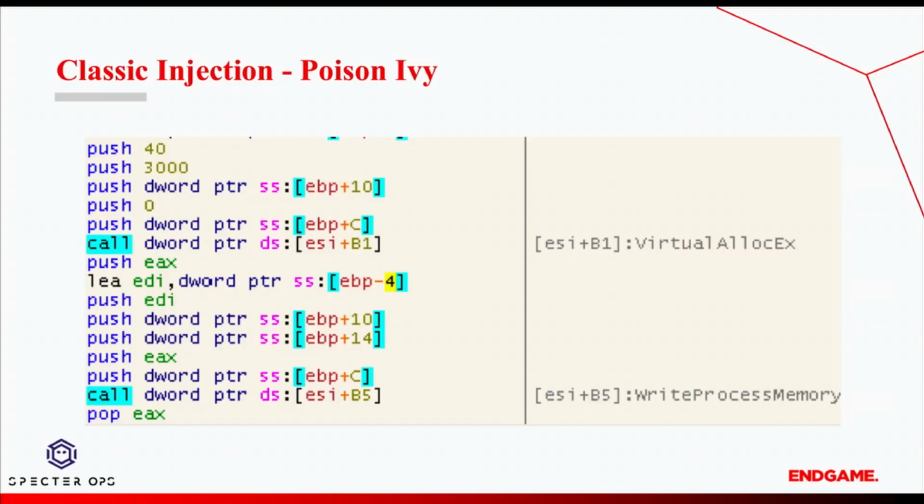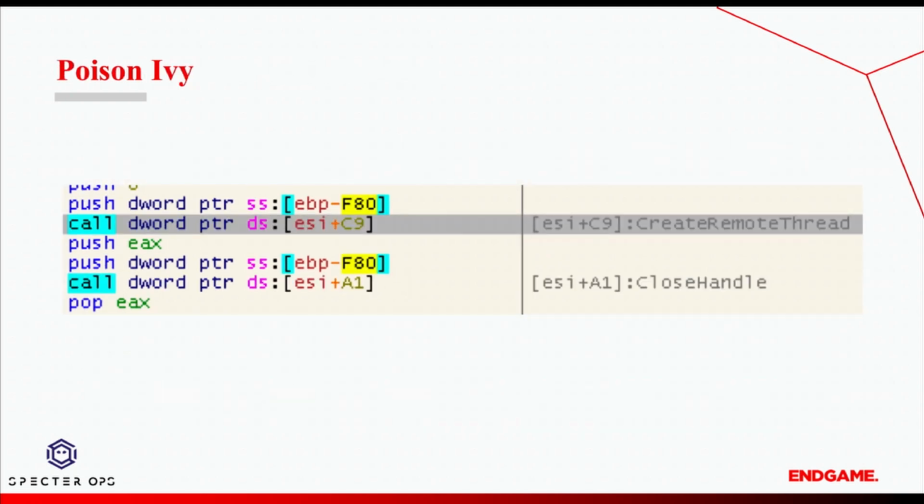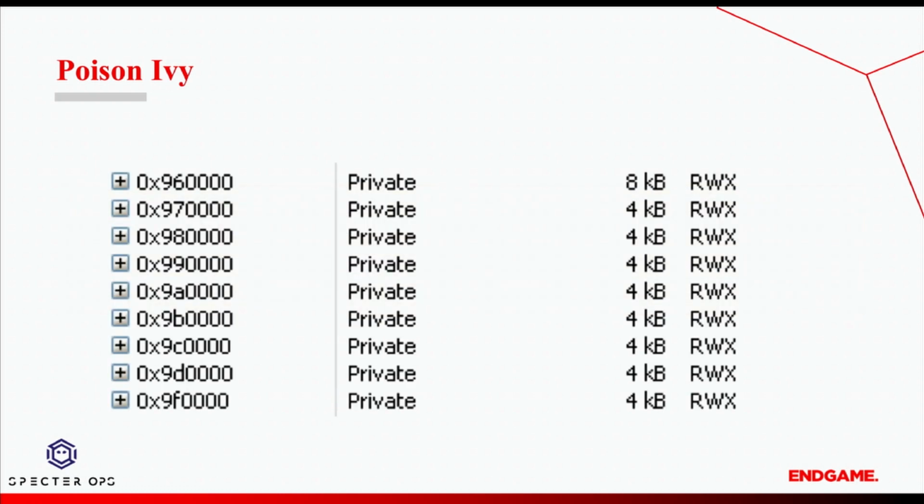So just some screenshots with Ali debug. You can see Poison Ivy, 40 at the top of the screen. That's something you can have in the back of your mind because it's read, write, execute. So if you ever see push 40 before a virtual alloc, it's going for read, write, execute. And then you can see at the bottom the write process memory that it's using with create remote thread and close handle. So that's kind of like the recipe for doing classic injection with Poison Ivy.